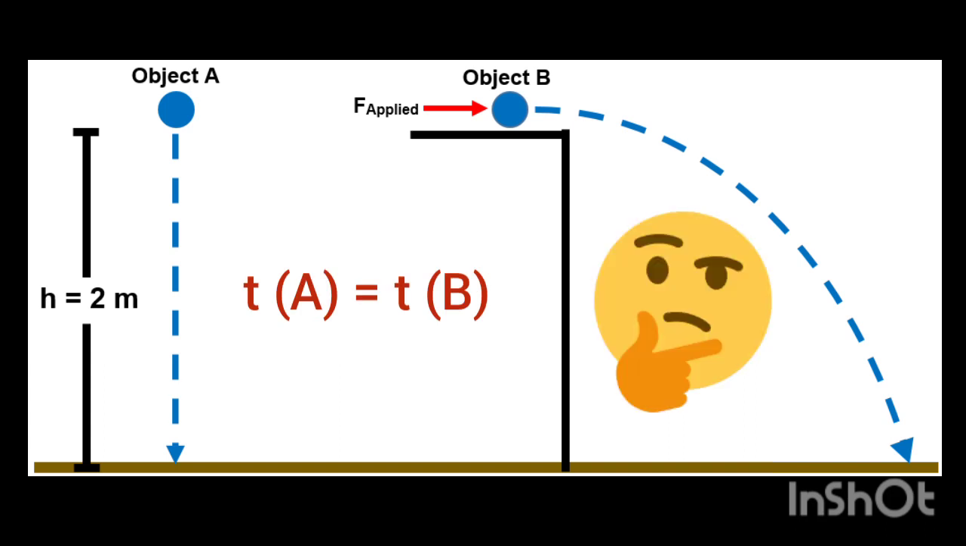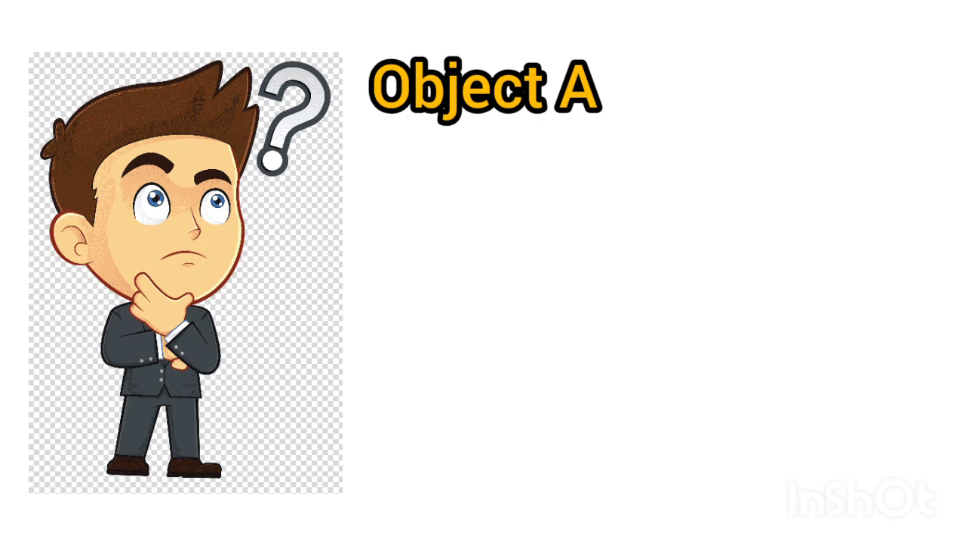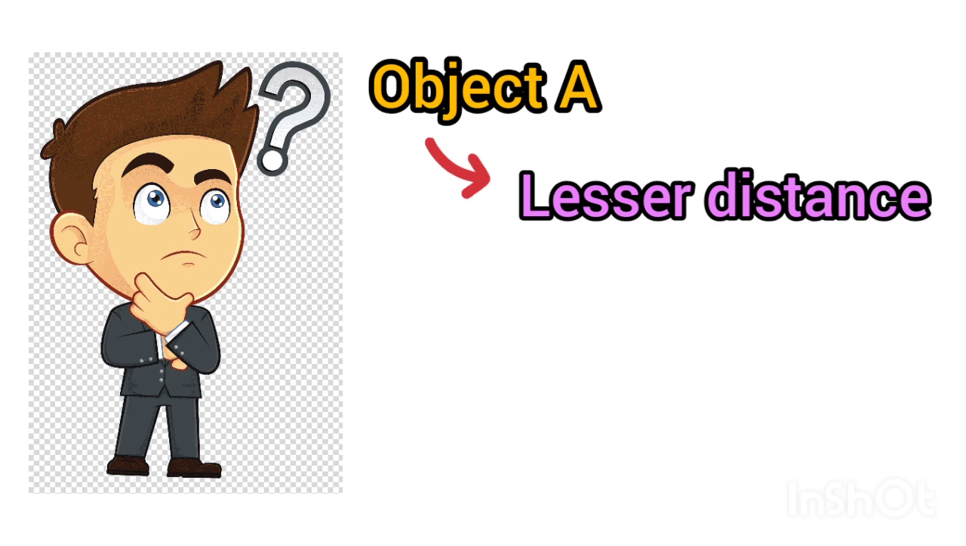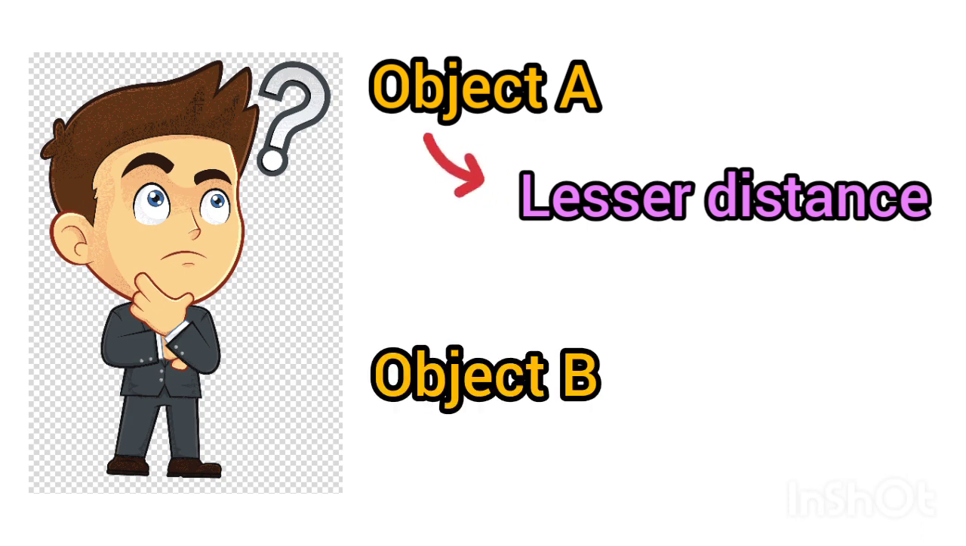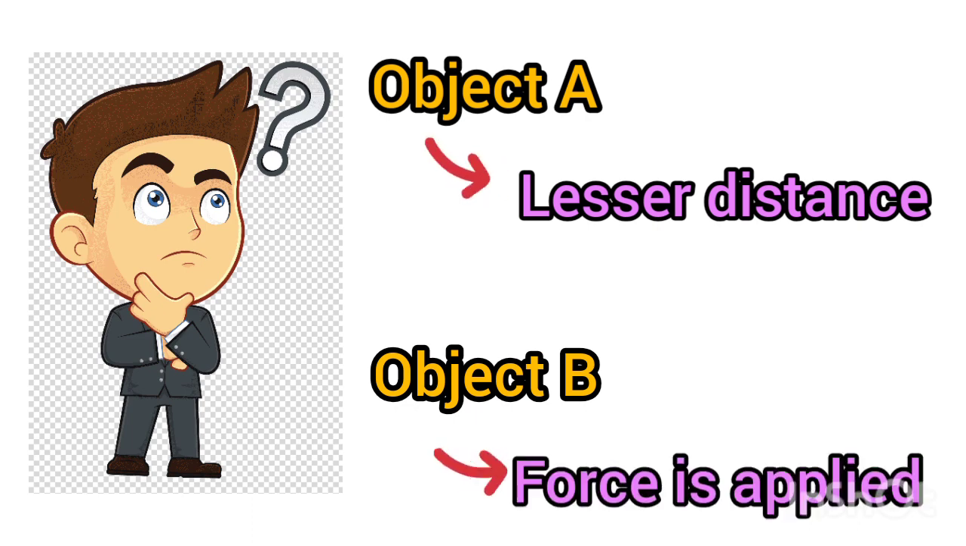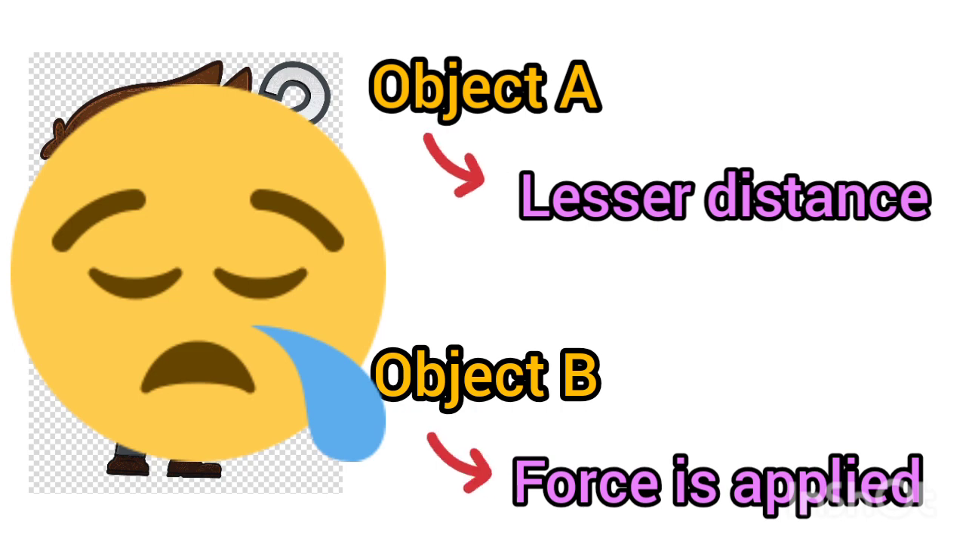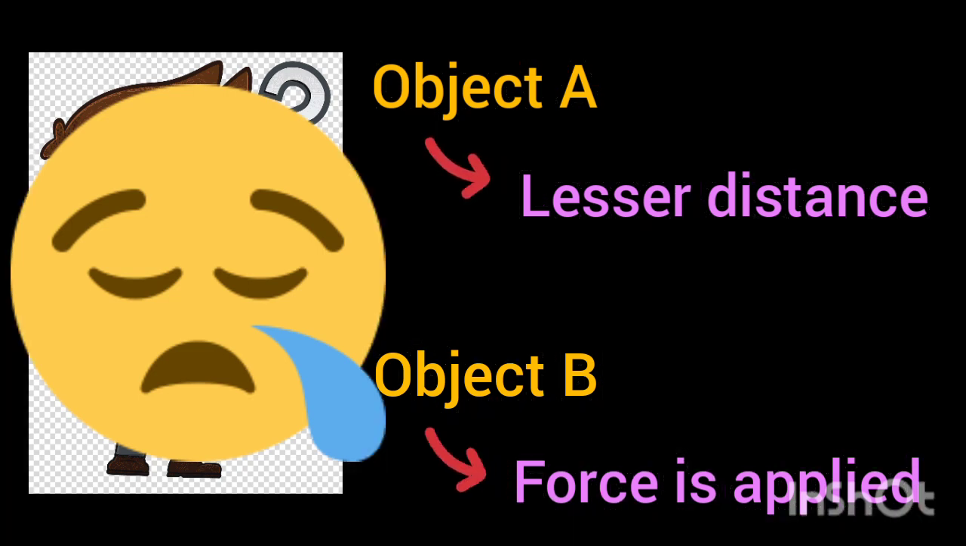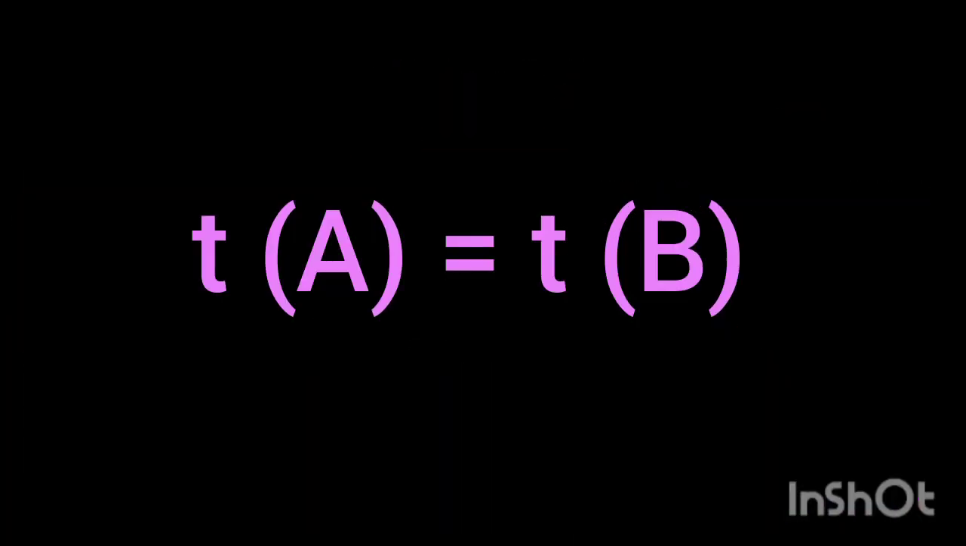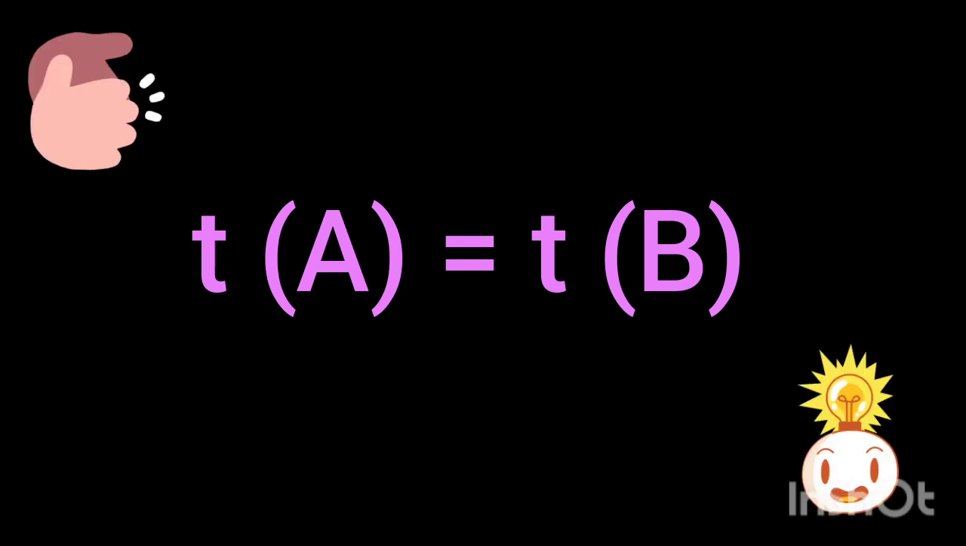Seems confusing, right? Maybe some of you have guessed that the one dropped directly will fall faster, since it covers a lesser distance, or the one flicked horizontally strikes the ground first, since it moves faster after a force is applied to it. Unfortunately, these guesses are wrong. How about those who have guessed right? Can you explain this?